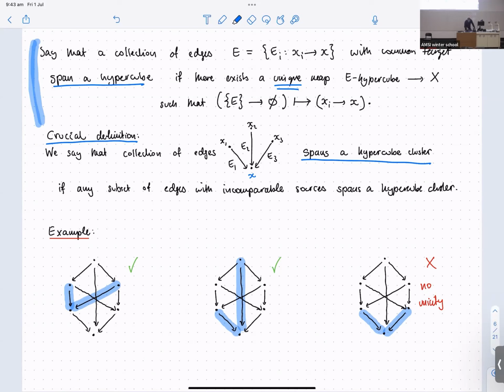Okay, so here's an example. If I take these two edges, they span a hypercube cluster because their sources are incomparable and I have a unique completion. These also span a hypercube cluster because their sources are comparable, and so the condition just disappears.